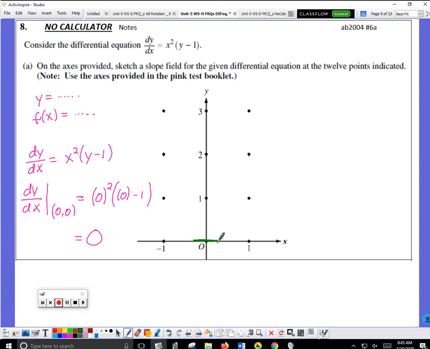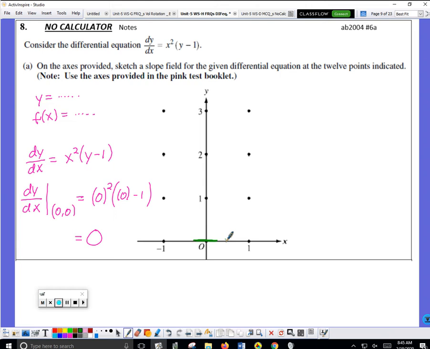So a slope field is a picture of slopes. It is not a graph. A graph is a bunch of dots that represent numbers. A slope field is a picture of actual slopes. So if the graph of y went through that point, the graph of y would be flat at that point.